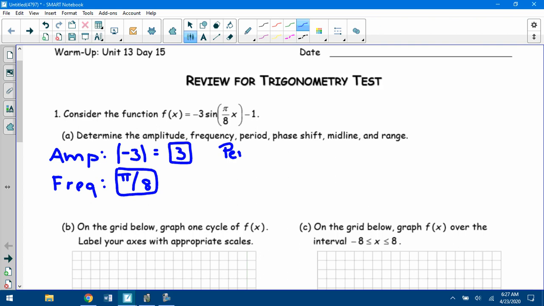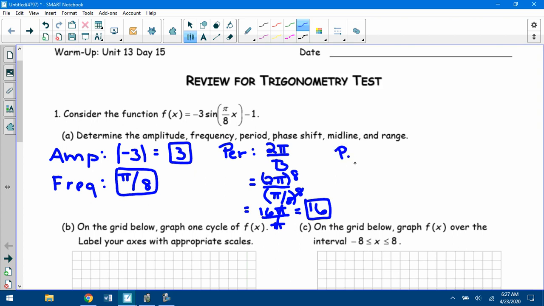Period is the 2 pi over b equation that you need to know. And b is pi over 8. So 2 pi over pi over 8. You'd have to multiply top and bottom by 8 because it's a complex fraction, which would get you 16 pi over pi, but then cancel those pi's out, and your period is 16. So it's going to repeat every 16 units.